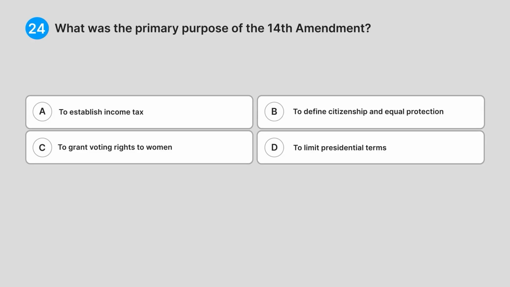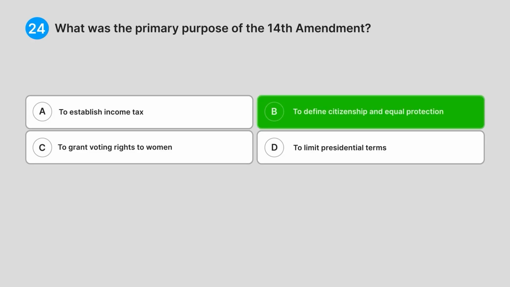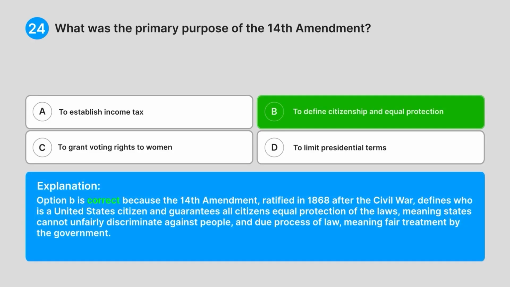Correct answer, B. To define citizenship and equal protection. Explanation. Option B is correct because the 14th Amendment, ratified in 1868 after the Civil War, defines who is a United States citizen and guarantees all citizens equal protection of the laws, meaning states cannot unfairly discriminate against people, and due process of law, meaning fair treatment by the government.